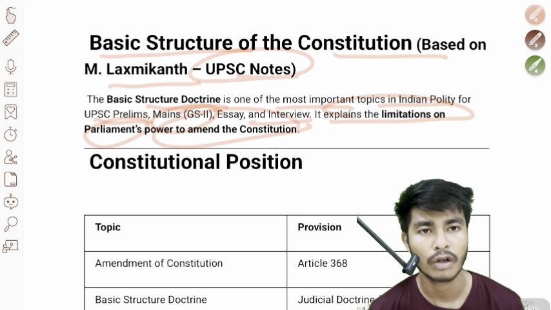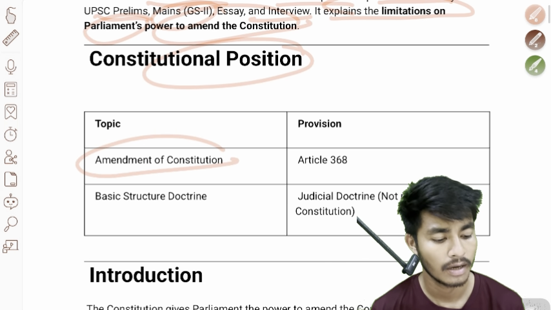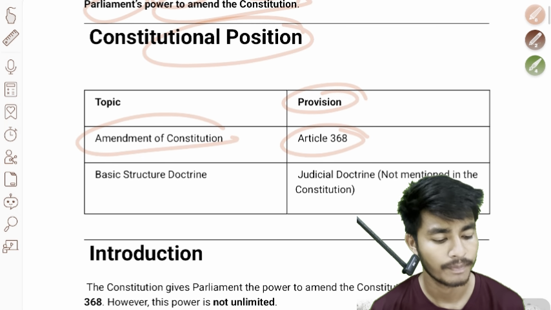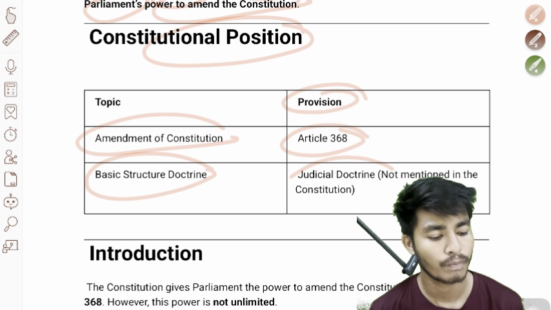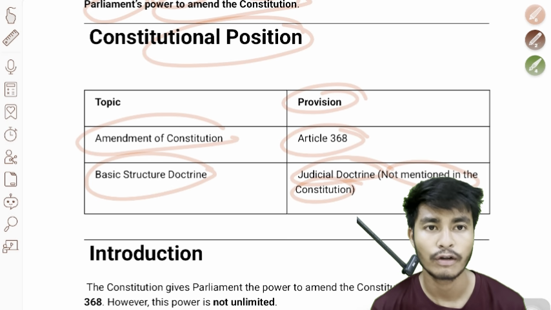So we'll move to the constitutional position. The topic is amendment of constitution provisions, Article 368, and the basic structure doctrine. It is a judicial doctrine. The provision is not mentioned in our constitution. So we'll move to the introduction.